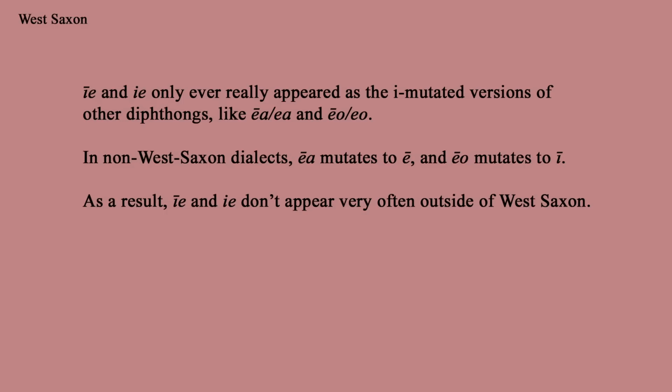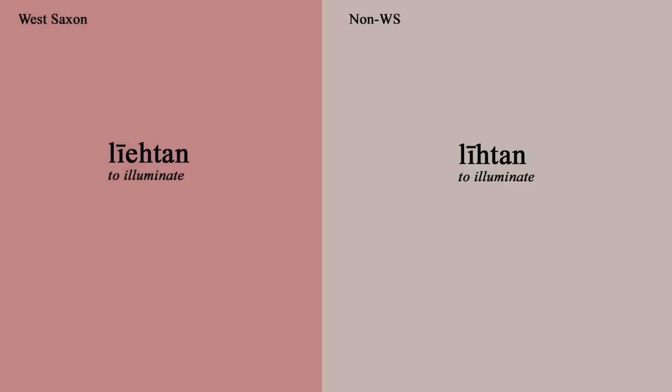So eu only really appears as the mutated version of another sound, either eo or io. And in other dialects, eo mutates to e, and io mutates to e. So the word liehtan becomes lehtan in non-West Saxon dialects.